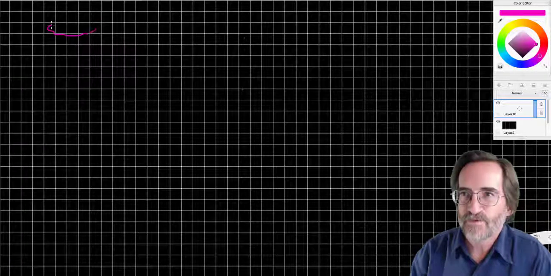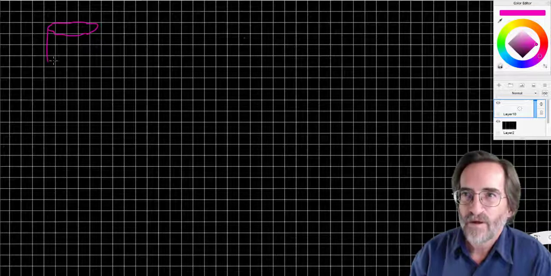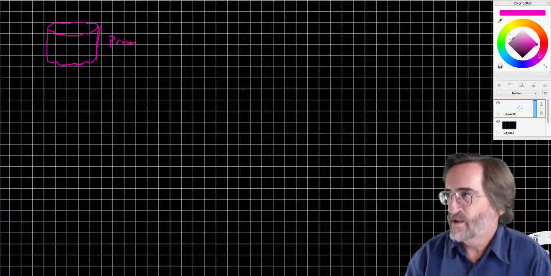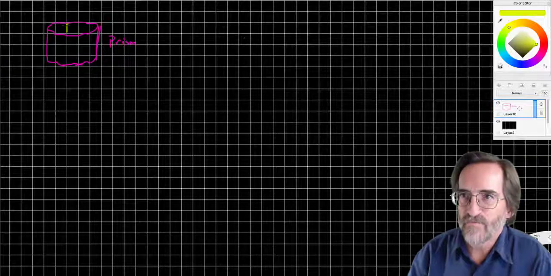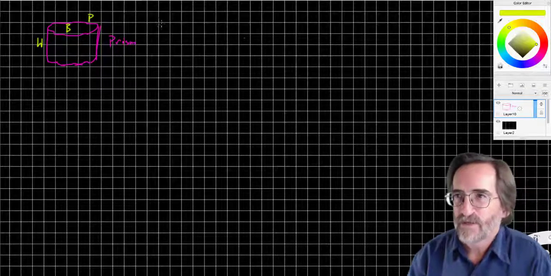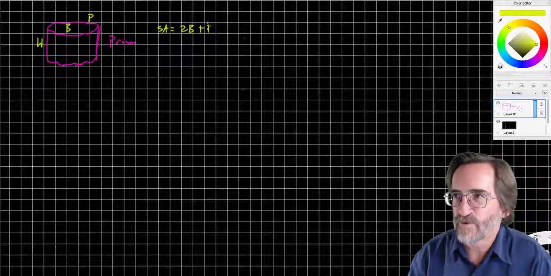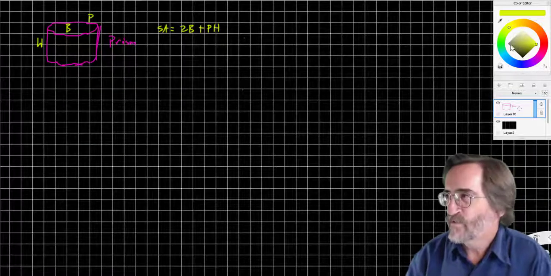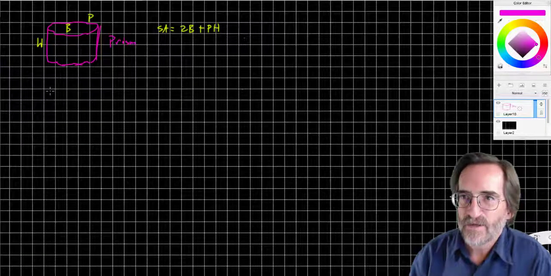We have some sort of base that is repeated or pulled through space. That is a prism. And it has some measurements. We can have B, the area of the base, h, the height of the prism, and P, the perimeter of the base. And we recall the surface area of that is 2 times the area of the base plus the perimeter times the height.